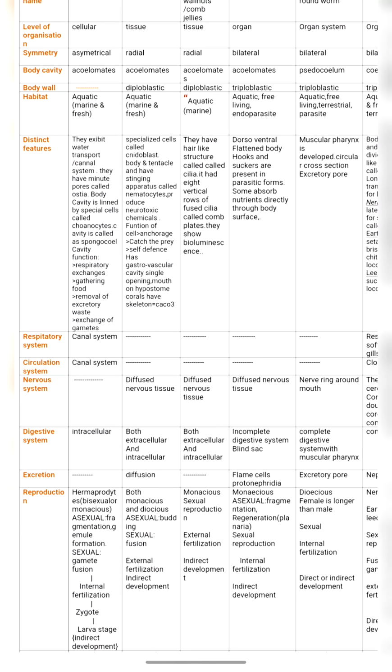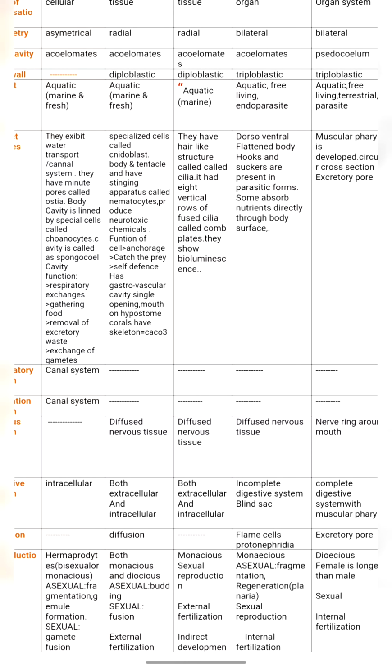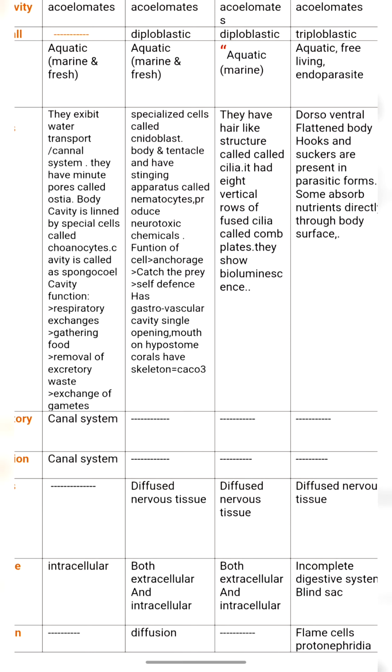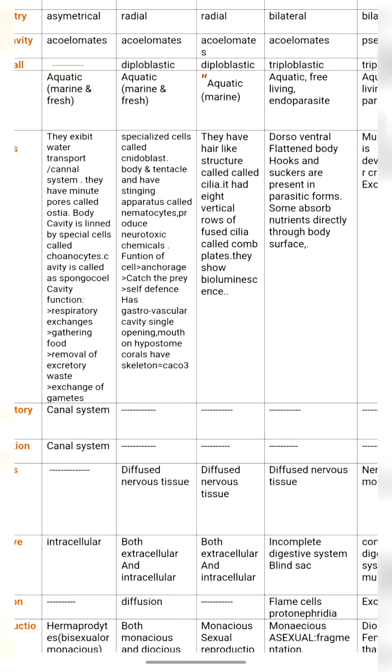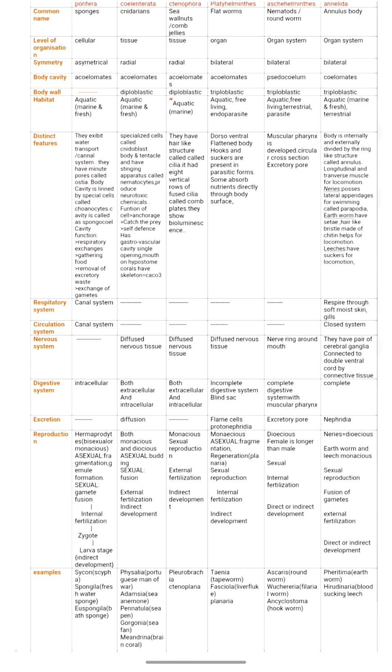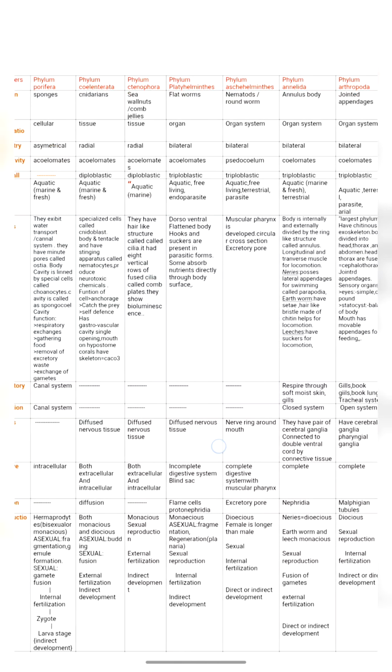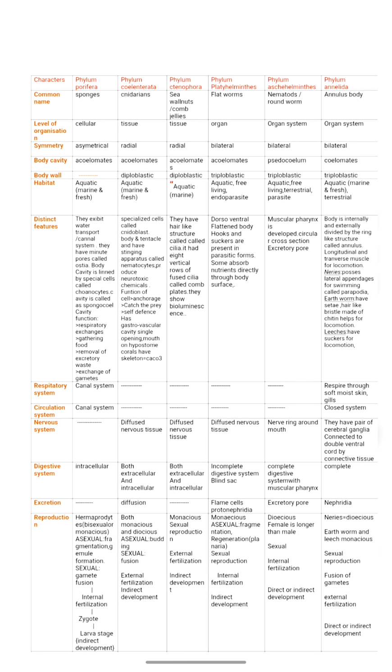Next is distinct features. They have hair-like structures called cilia. They have eight vertical rows of fused cilia called comb plates, and they also show bioluminescence, a very, very important distinct feature. Next is Platyhelminthes, known as flatworms. Obviously, in the name Platyhelminthes itself we have flat.